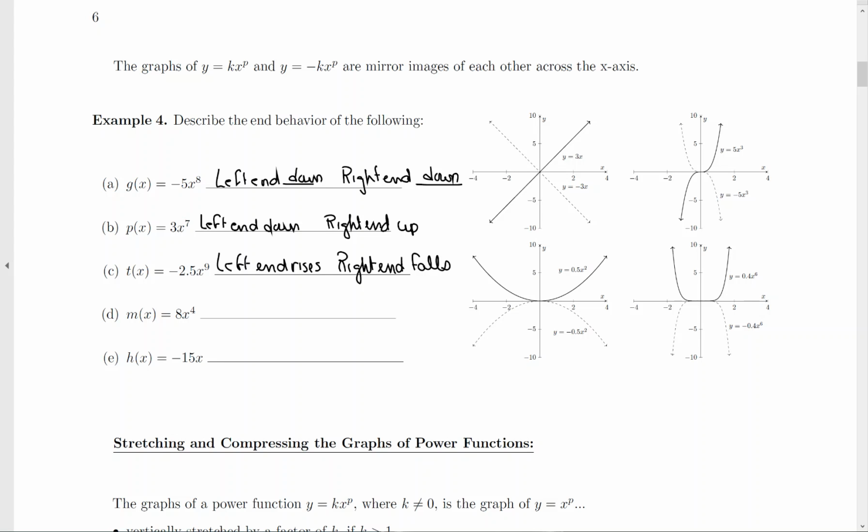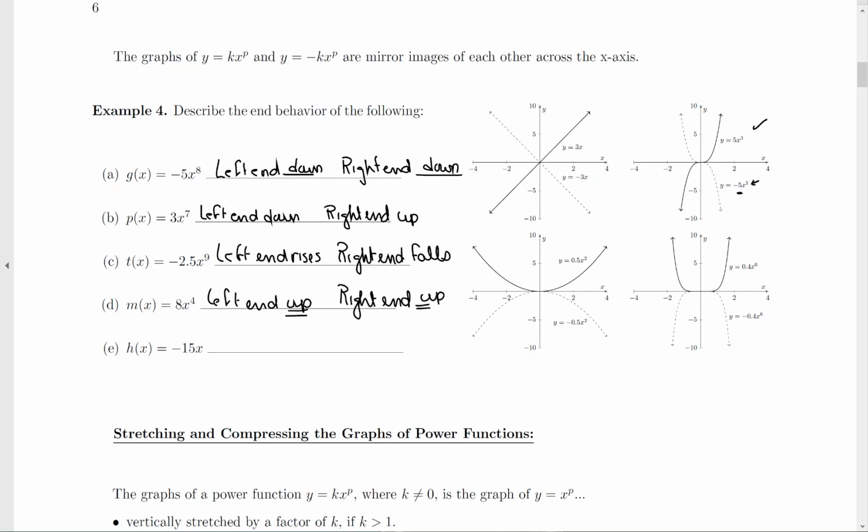All right, and it's modeled after this function right here. Negative in front, odd power, and you can kind of see with those dashed lines what's going on with the ends. Left end up, right end down. 8x to the fourth. So left end rises or left end up. Right end, and again, it's even, so it's got y-axis symmetry. So whatever you put here, you're going to put here as well. Right end up. Check it out on the calculator. Make sure that's the case.